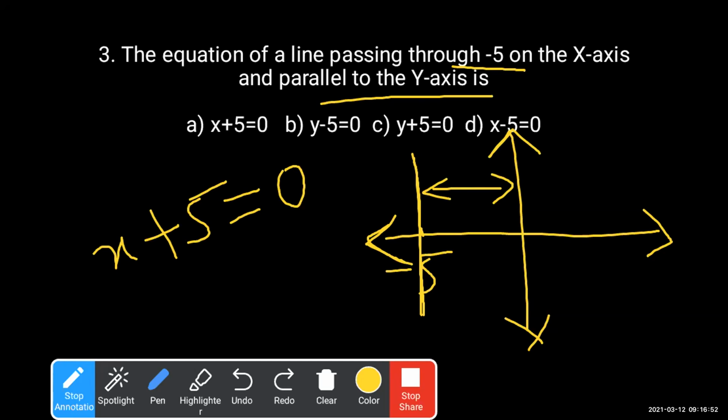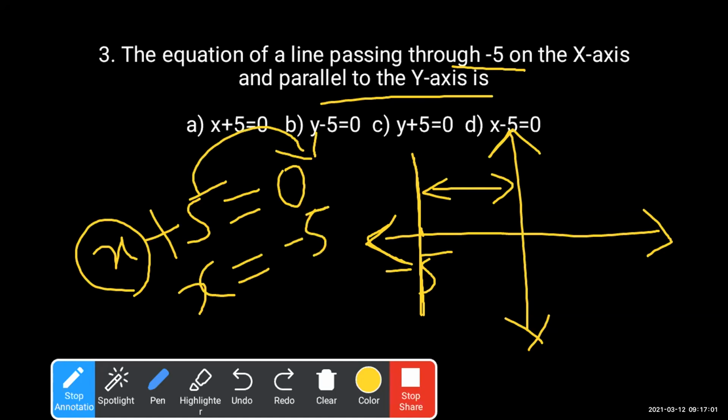If I find the value of x, x is equal to plus 5 when you go to the other side, it will become -5. And this -5 is the coordinate which is there on the x-axis. And if it is parallel to the y-axis, then the equation will be x plus 5 is equal to 0. So this you can write as y minus 5 is equal to 0.